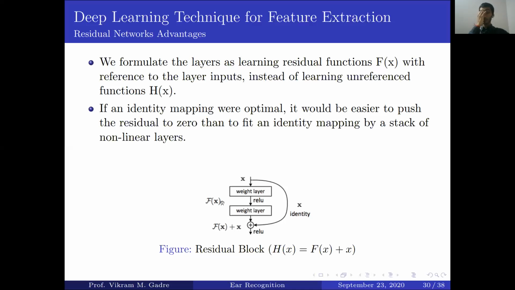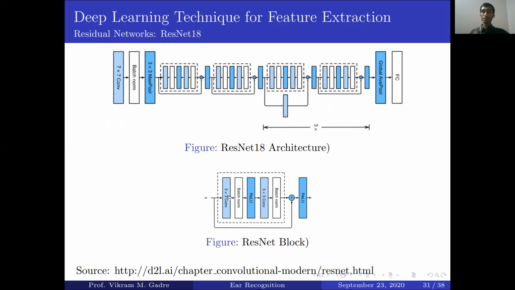Now, this is the residual network. The block which I have mentioned is stacked one after another, and we can have various architectures of ResNet. We have ResNet 18, ResNet 32, 52, and so on. The very basic one is ResNet 18, which we will use for our task.